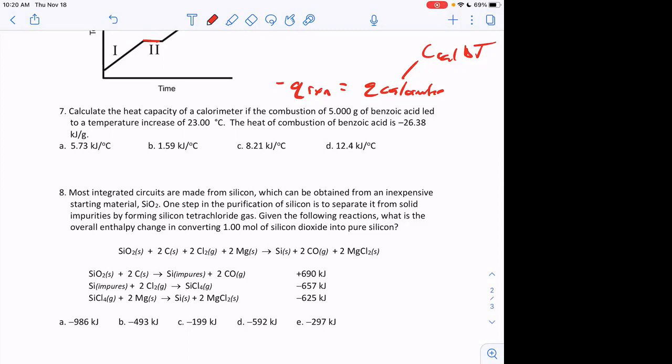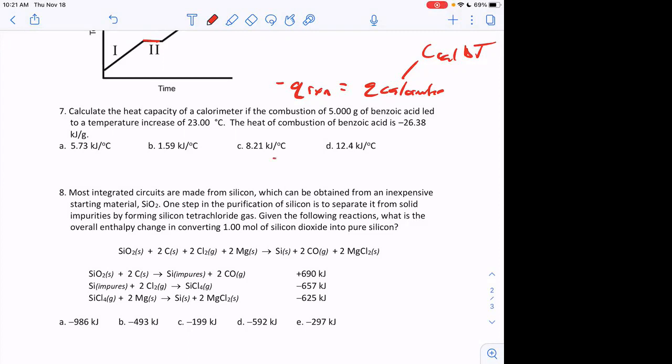Yeah, we will do that for sure. We have to do that because they burned 5 grams, and we know there's 26.38 kilojoules per gram. So that could tell us how much heat should have been released when we combusted this benzoic acid, right?